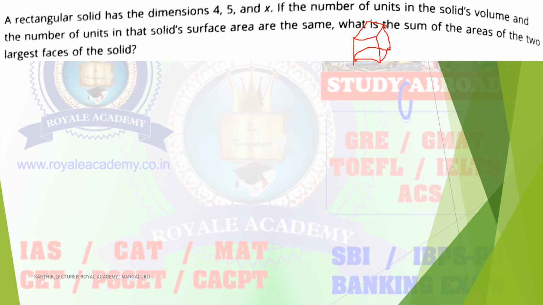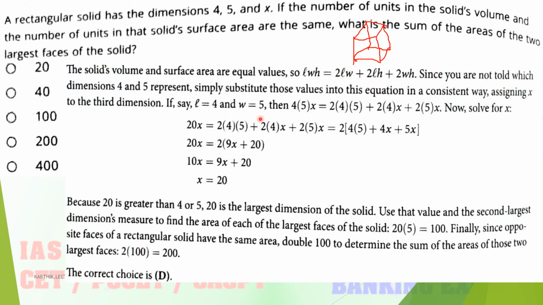Okay, it is visible like this. Then it is similar to that of a cube. Rectangular solids of dimension 4, 5 and x, you have to determine x first. But they told that the solid's volume as well as the surface area of the solid are the same. These are the options. So how to determine?